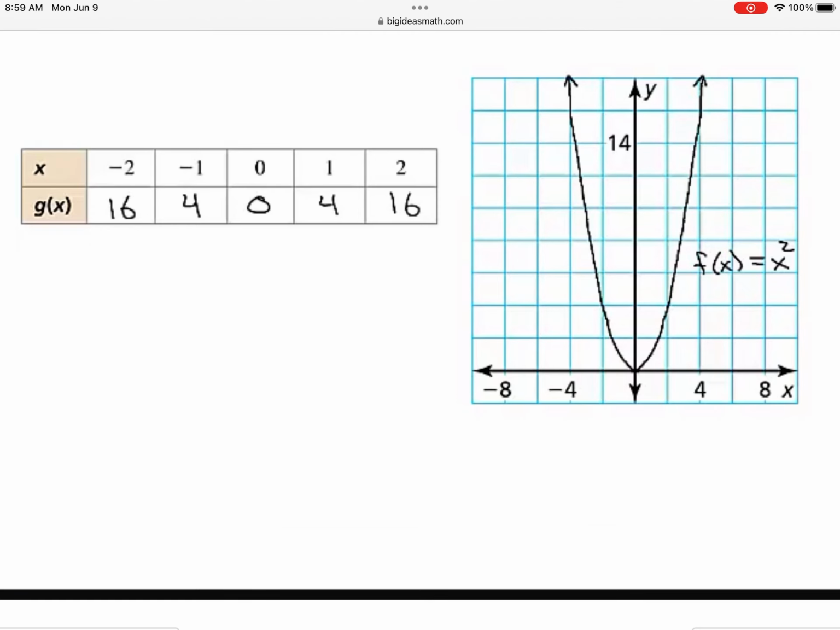Next, plot the ordered pairs (-2, 16), (-1, 4), (0, 0), (1, 4), and (2, 16). Then draw a smooth curve through the points.